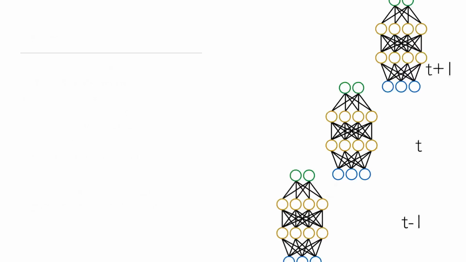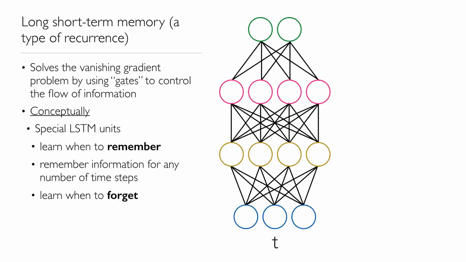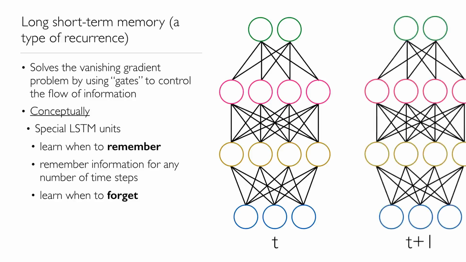But when we do this very naive recurrent network, it's like we train a very deep network. So this network is usually very hard to optimize. That's the well-known vanishing gradient problem for long sequences. One solution is the LSTM. That's a very well-known architecture. In the LSTM, we are still doing recurrence. We pass the state of the current time step to the next time step.